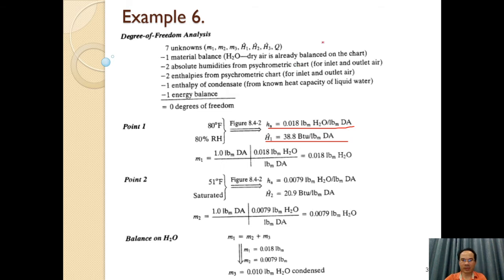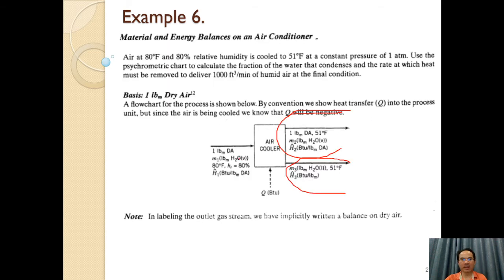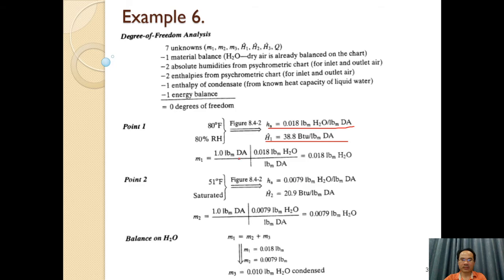For this case, you know the absolute humidity. You can calculate M1 because M1 is the mass of water, right? You know the absolute humidity is 0.01 pound mass water per pound mass dry air, but for this system you have 1 pound mass dry air. Okay, you can calculate M1 as 0.01 pound mass water.